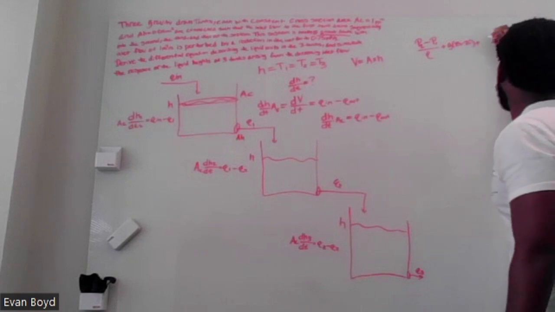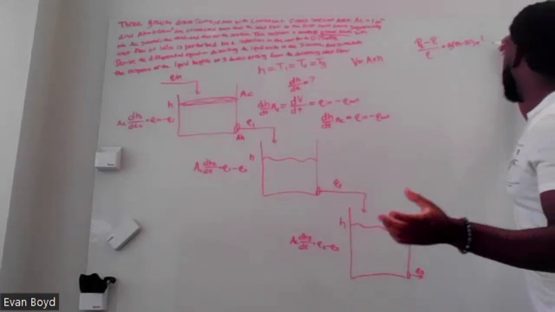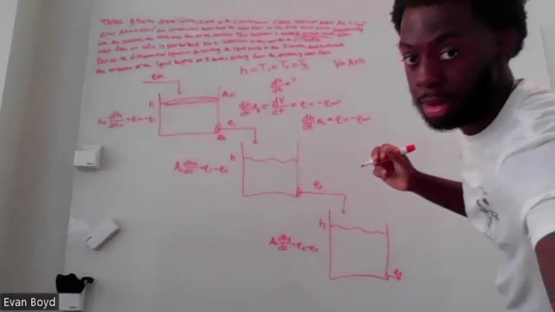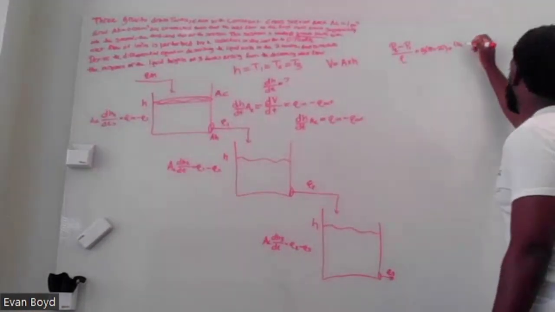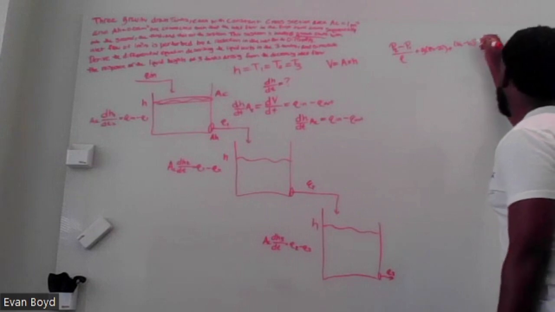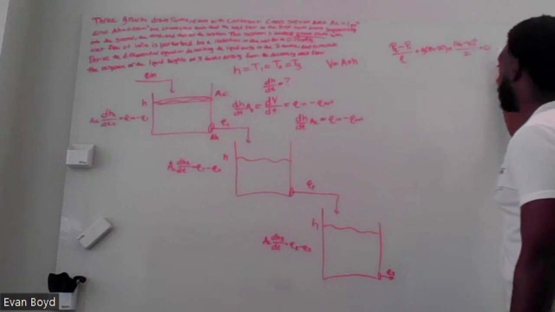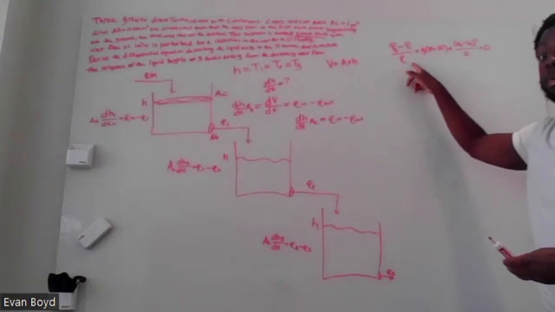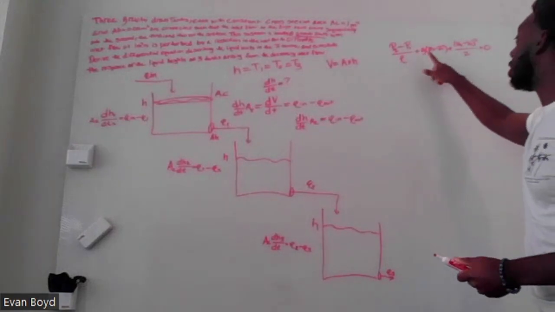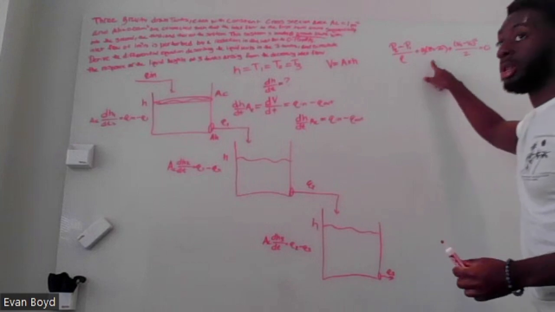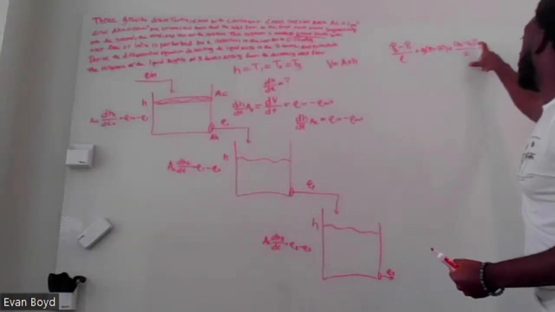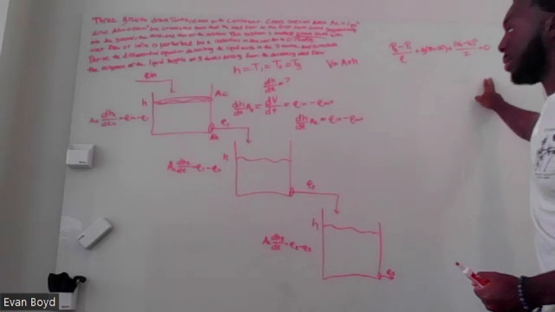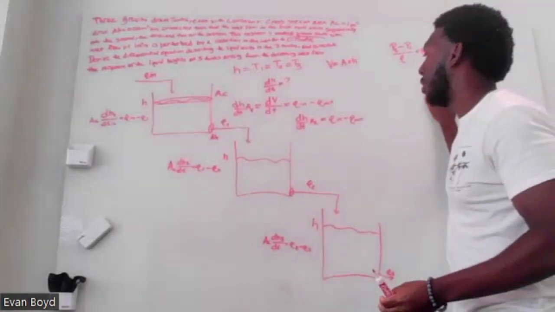plus the difference in velocity, so V2 minus V1 squared, divided by 2, is equal to 0. So the change in pressure divided by density, plus gravity times the change in potential energy of the system, plus the change in velocity in the system squared divided by 2, is equal to 0. We use this to solve for Q out.